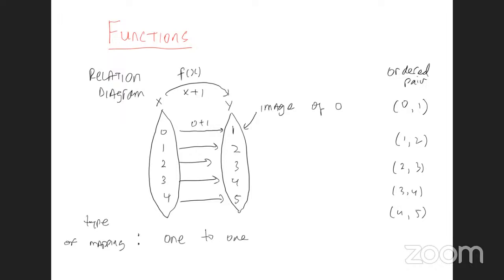All right. A few definitions that we need to learn about. Let's start with domain. Anybody remember what the domain is? It's the set of x values. So in this case, our domain is 0, 1, 2, 3, 4. The domain consists of all the x values, right?